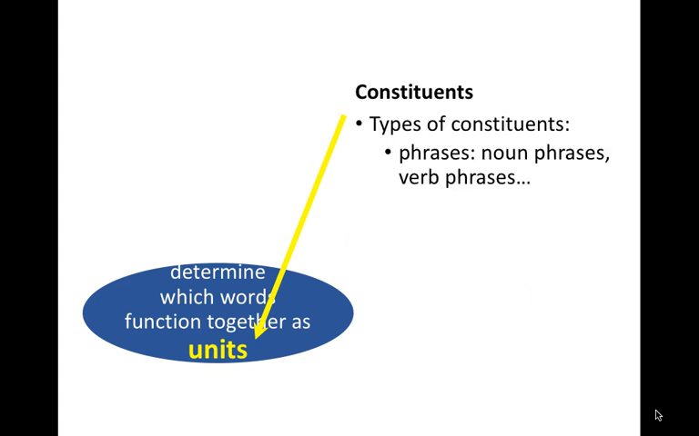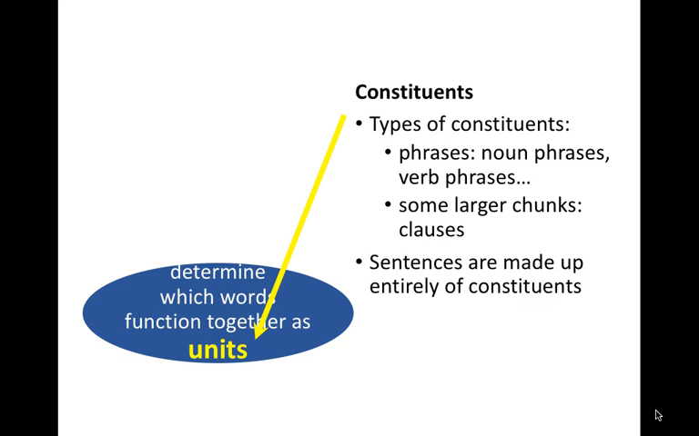Much of the time, you can think of constituent being the same thing as a phrase. Phrases are all constituents. But those aren't the only constituents. There are also larger ones, that is, clauses. And we'll be working on those much later in the course. It's important to realize that sentences are made up entirely of constituents. So when you're analyzing something, be sure that there isn't anything left over. That would not be possible. Every word goes into some constituent.